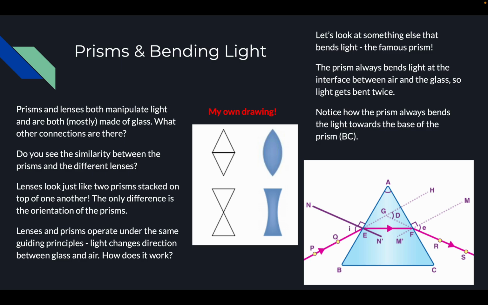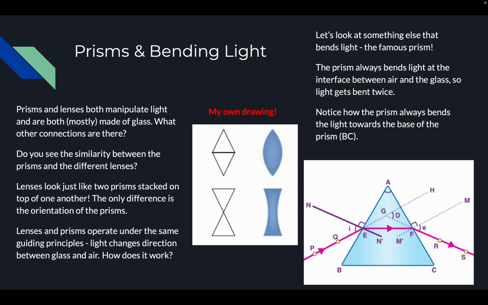Now compare the prism and the lens. They both manipulate light and they're almost always made of glass. What other connections are there? Do you see the similarity between the prisms and the different lenses I have in my drawing? Lenses just look like two prisms stacked on top of one another. The only difference is the orientation of these prisms.